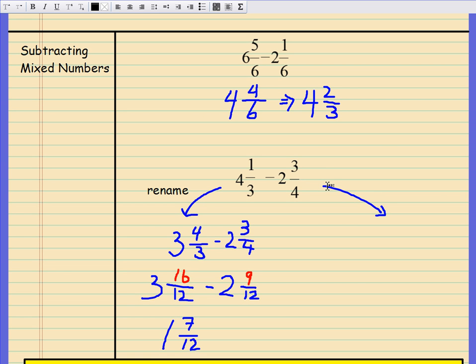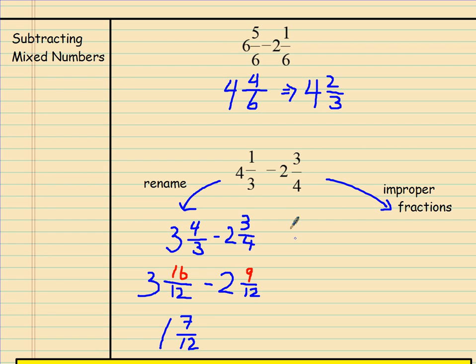Now the second method, which I prefer, is to use improper fractions. And what this means is that you change both of these into improper fractions right away. So we use around the world. 3 times 4 is 12. 12 plus 1 is 13. We have 13. We keep the denominator.